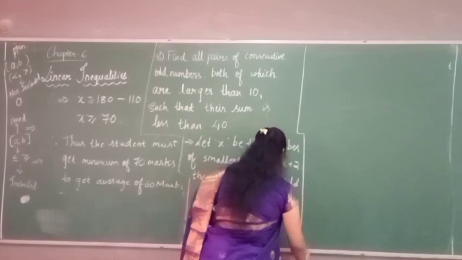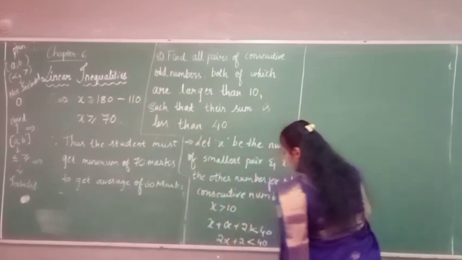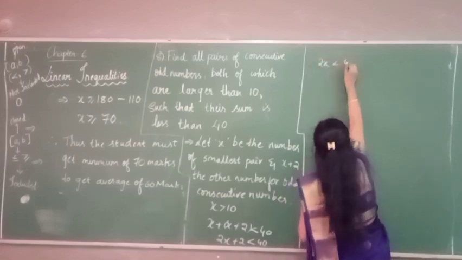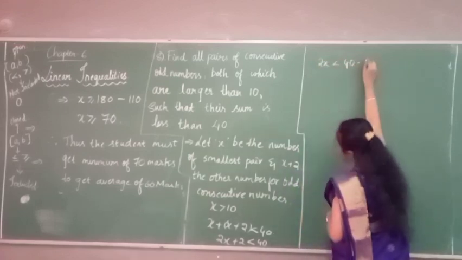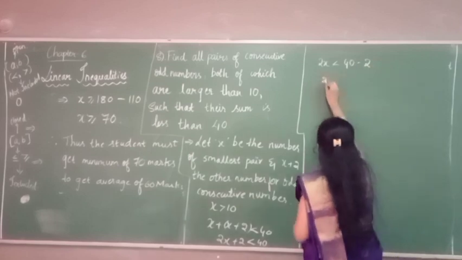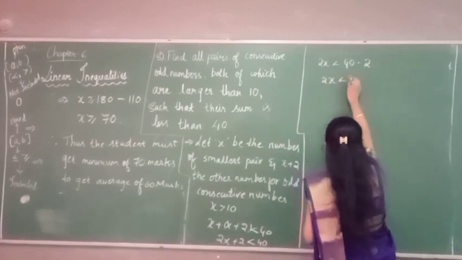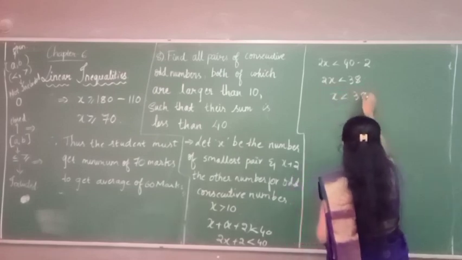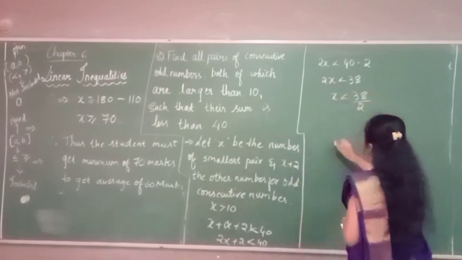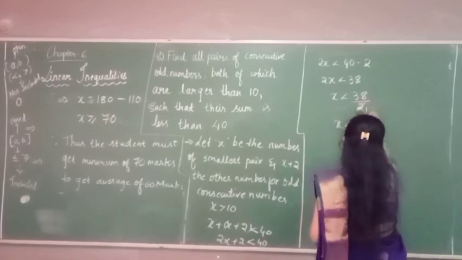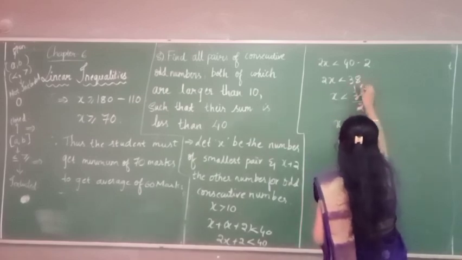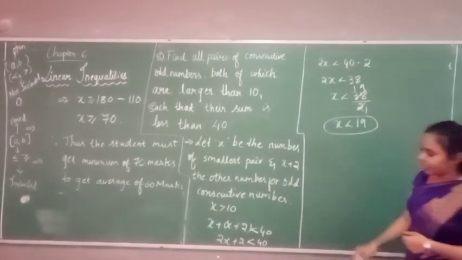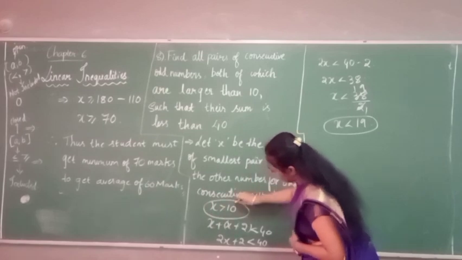As we have already solved the previous examples, I think we can solve these inequalities. So next we move on with 2x is less than 40 minus 2. Therefore, 2x is less than 38. x is less than 38 divided by 2, so x is less than 19, and one more we have, x is greater than 10.